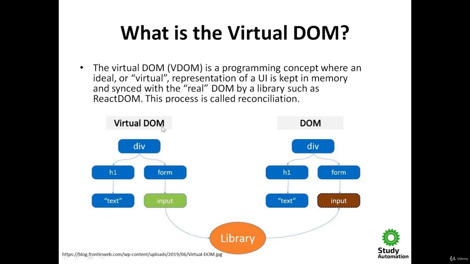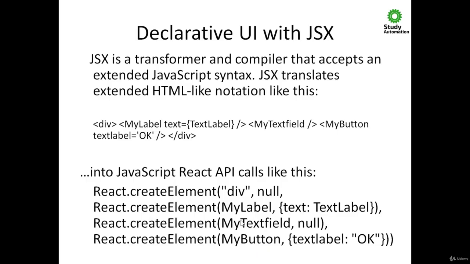Here we can see we have the virtual DOM and then the DOM. If you enter anything in an input box, the library will modify the actual real DOM. This is one of the benefits. If you modify, delete or add anything, it will not hamper the real DOM, and it is quite fast when we work with ReactJS. So here we have the declarative UI with JSX.